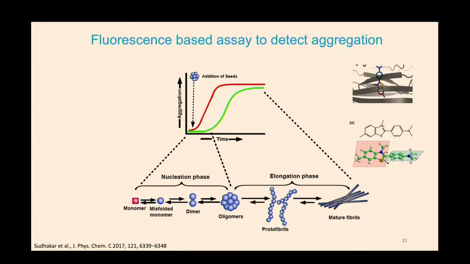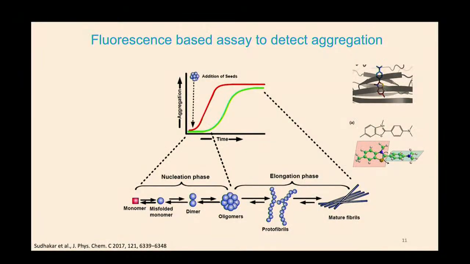One of the very simplest things you can do, for people like me who are not really experimentalists but want to get into an experiment, is a fluorescence assay. You put in a dye called ThT, which has a specific binding depending upon whether the protein is aggregated or not. It would not bind if the protein is in the monomeric state, but it would bind if it forms some sort of aggregate.